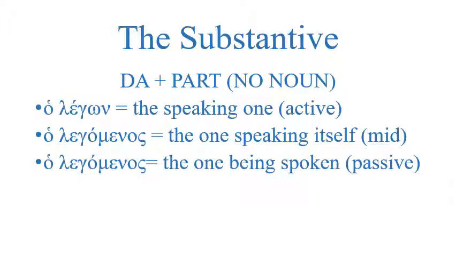The way this works is in the active, ho legon, the subject does the action. Ho legon, the speaking one. Again, in the middle, the subject does the action to itself. Ho legomenos, the one speaking itself. And then in the passive, the action is done to the subject. Ho legomenos, the one being spoken.